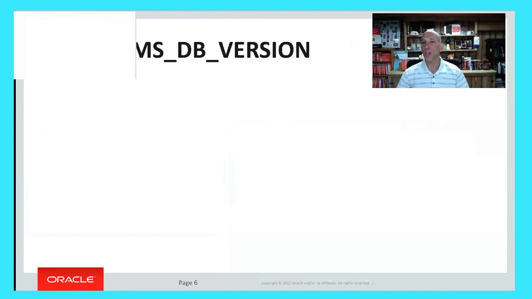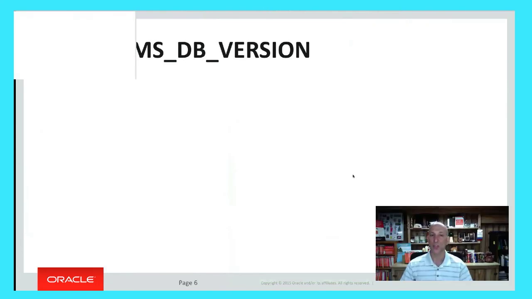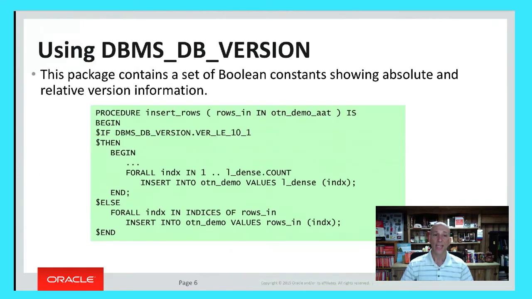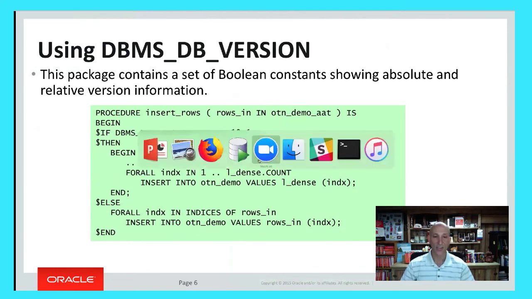Now, when you want to write code that's dependent on the database version, we have a special new package called DBMS_DB_VERSION. It's available in all versions of the database that support conditional compilation, which started in 10g. And they consist of a bunch of Boolean constants showing you the absolute and relative version information. Let's take a look.